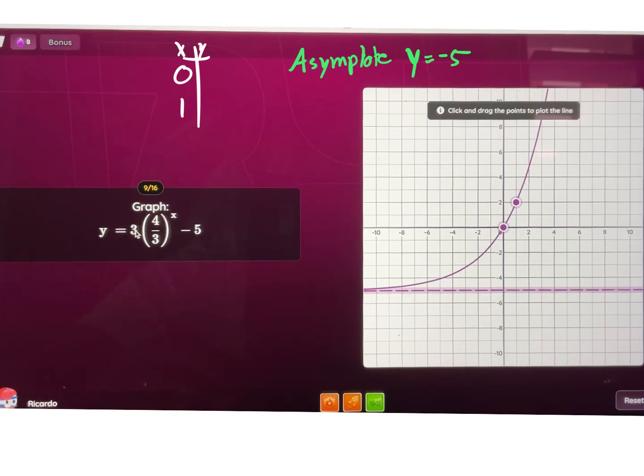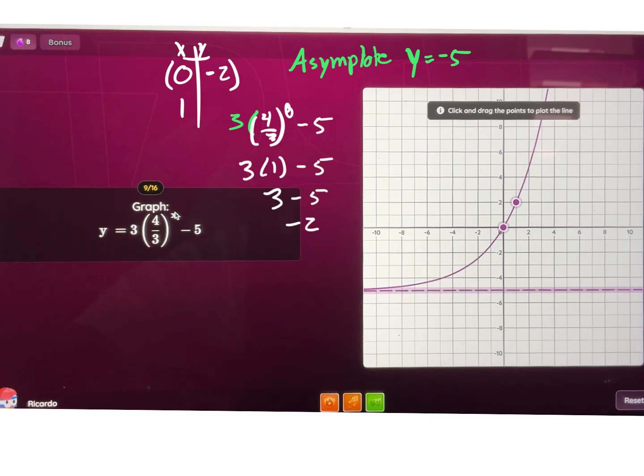You could use a calculator, type in 3, parentheses, 4/3, close parentheses to the power of 0 minus 5. But we should all know that 4/3 to the power of 0, anything to the power of 0, is 1. So you really have 3 times 1 minus 5. So 3 times 1 is 3. 3 minus 5 is -2. So when you plug in a 0, you get out a -2, okay? So let's go to the location 0, -2. I've moved that from the 0, 0 to the 0, -2.